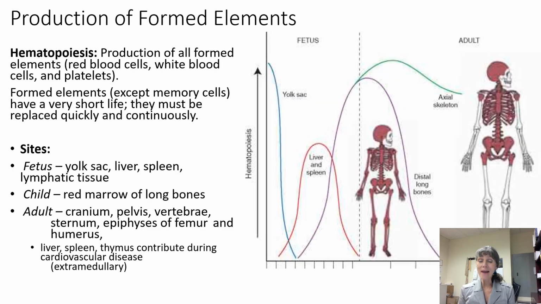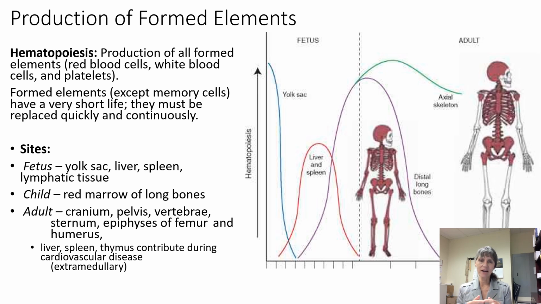The term hematopoiesis means formation of blood, specifically blood cells, formed elements. The term poiesis means formation of. Hema, blood.